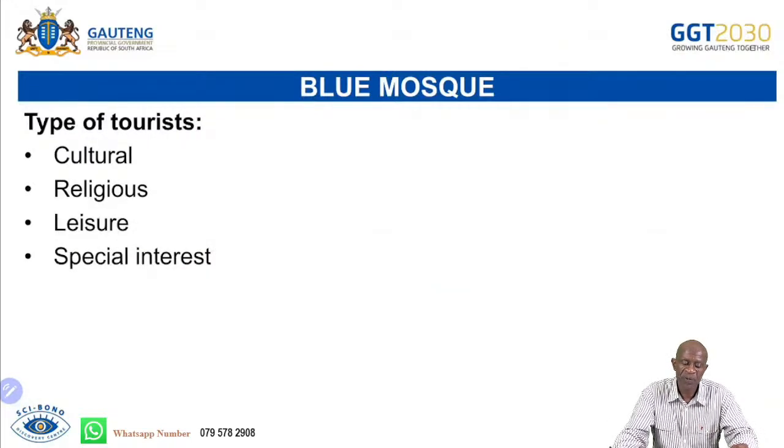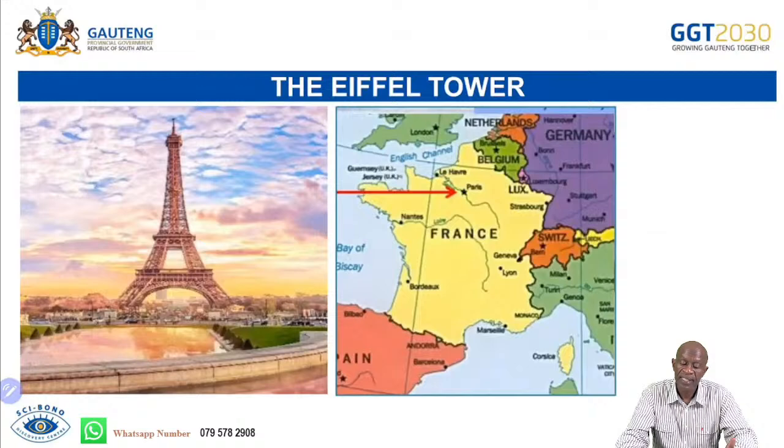The Blue Mosque will attract cultural, religious, leisure, and special interest tourists like the other ones. So these are the types of tourists it has attracted. The next one is the Eiffel Tower. The Eiffel Tower, this is the structure or the picture. It is situated in France and the city is Paris. So the continent, it's Europe.